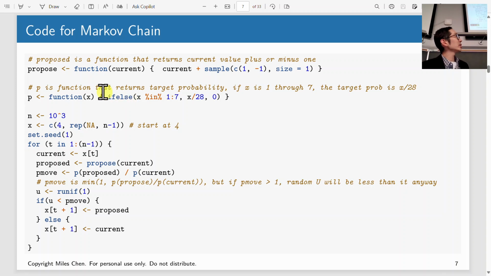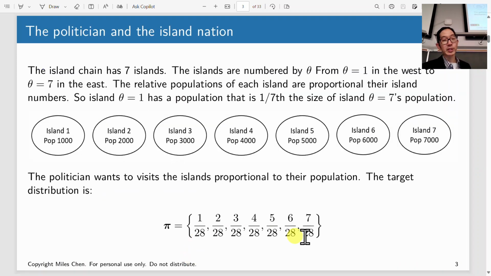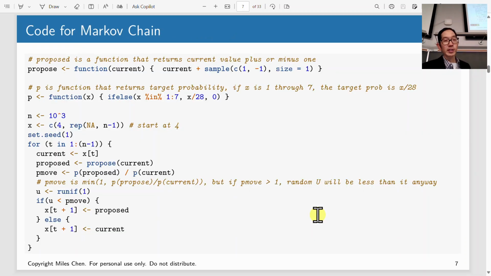And this function p gives us the target probability, which is just this. If x is a value between 1 and 7, it will return x divided by 28. And if x is anything other than 1 through 7, there's no probability of going there. So if x is an 8, like you're currently at 7 and the proposal function returns an 8, this will return a 0. If your proposal function returns a 0 or whatever, then it will return a 0.